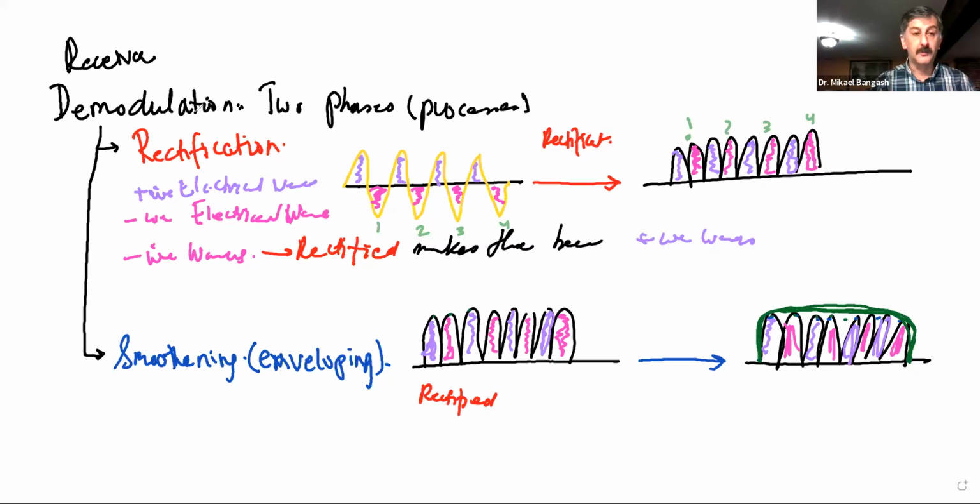But it was a two-phase process where the first phase was rectification and the second phase was smoothing, also known as enveloping. And we can say the whole purpose of the rectification was to prepare the electrical signals to be ready to get converted into image information that can be displayed on your monitor.